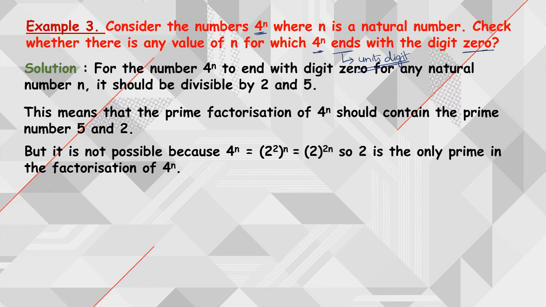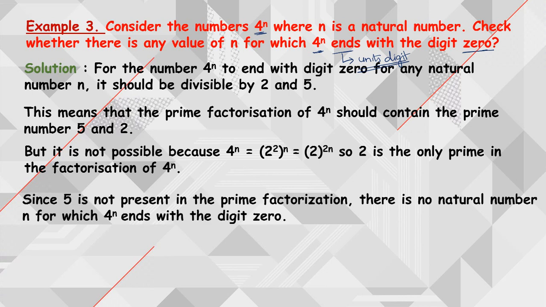So you can write it as 4 power n. Now if you observe, we have only 2 as the prime number in this factorization. So clearly there is no 5, right? There is no prime factor 5 in this particular 4 power n. Hence we can simply say, since 5 is not present in the prime factorization, there is no natural number for which 4 power n ends with the digit 0.